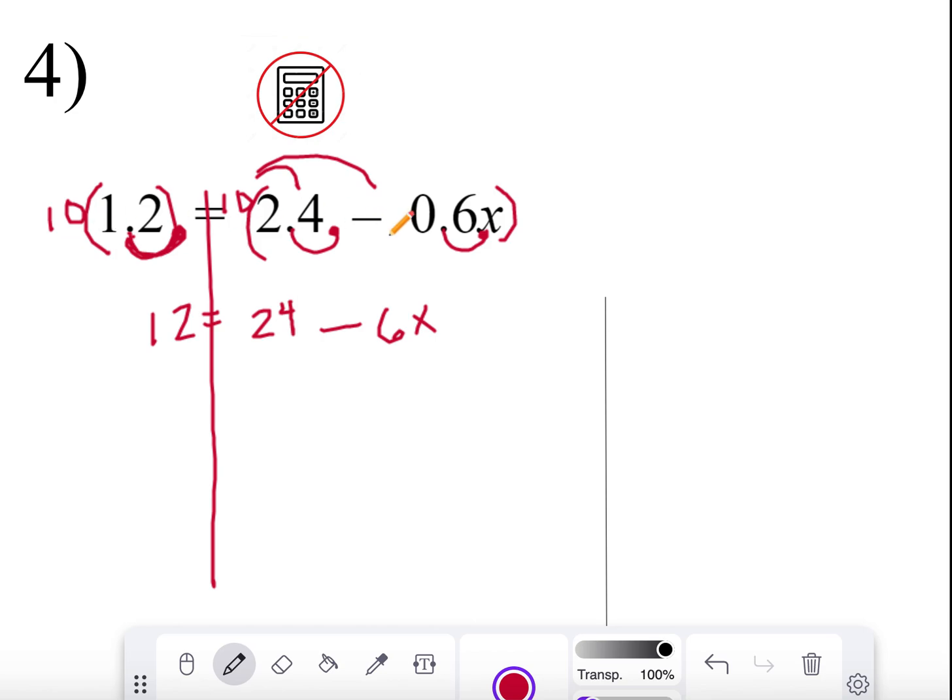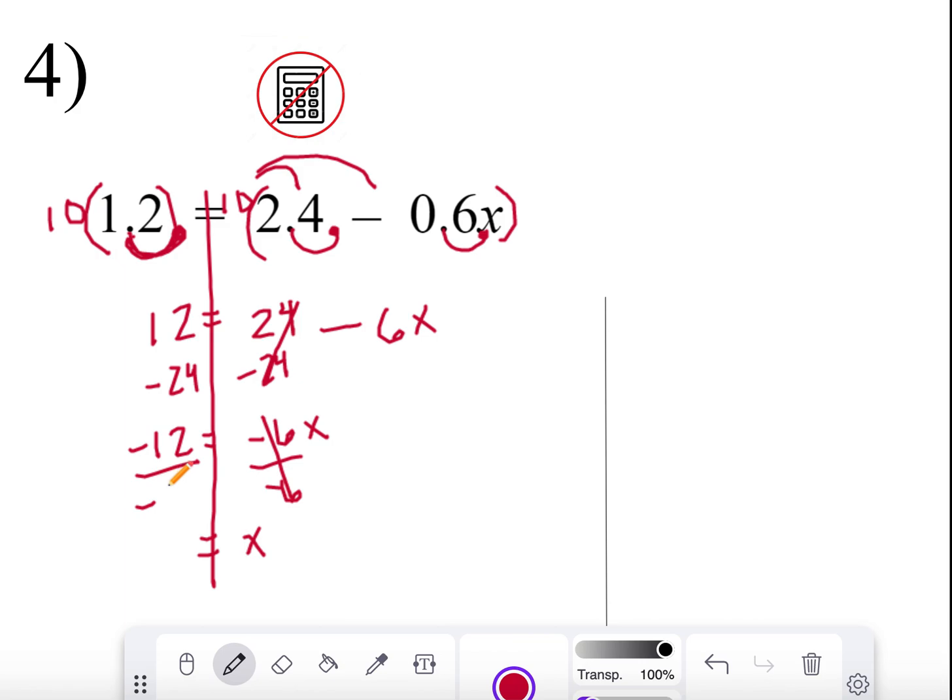So by multiplying everything on both sides by 10, I have just cleared all the decimals and made them whole numbers. So now I can just go at this problem like you normally would. Let's minus the 24. We get negative 12 is equal to, bring down the minus 6x. We're going to divide by negative 6.